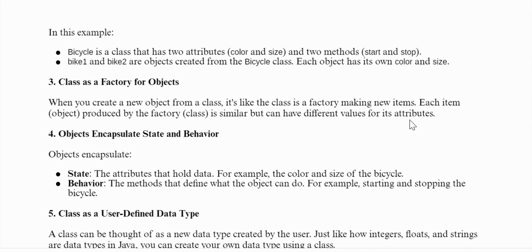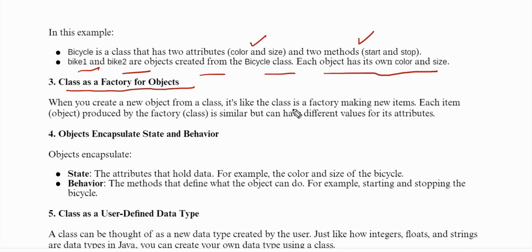Let me just go through again all the things in the example, although I already explained them. In this example, bicycle is a class that has two attributes, color and size, and two methods, start and stop. Bike one and bike two are objects created from the bicycle class. Each object has its own color and size. Now class is a factory for objects. As you can see, from the same class you created two objects. This way you can create many objects, even 100,000 objects. So basically, we can also call a class a factory of objects. Using the same class, you can create many objects.